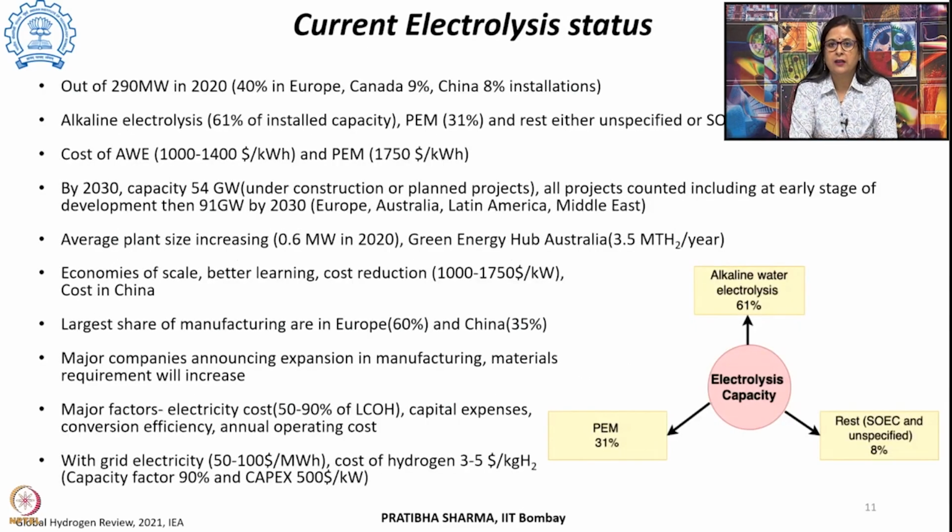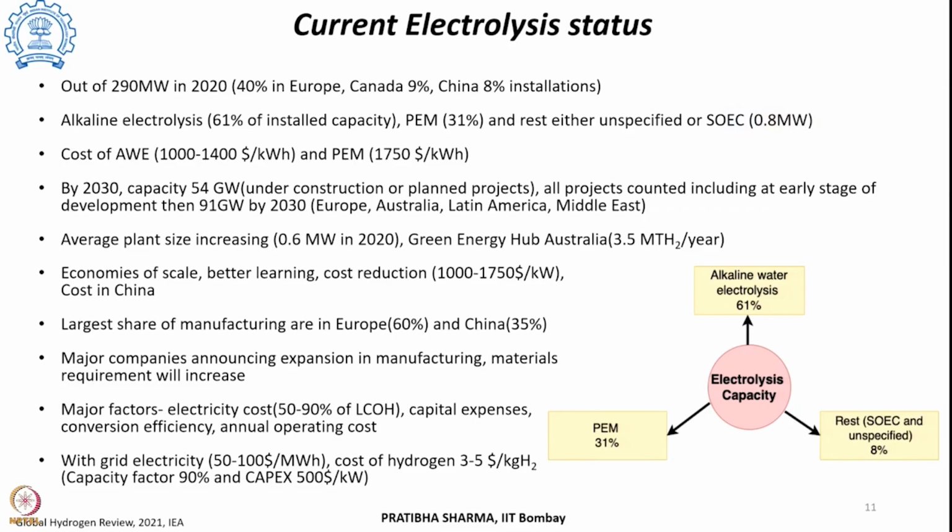If we look at the current electrolysis status, around 0.03% of the global hydrogen is being produced using water electrolysis. Out of the 290 megawatt installed capacity globally, which was produced using water electrolysis in 2020, 40% was in Europe, 9% in Canada, and 8% of installations were in China.